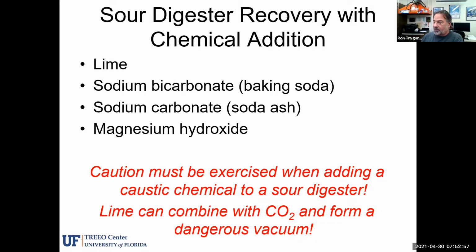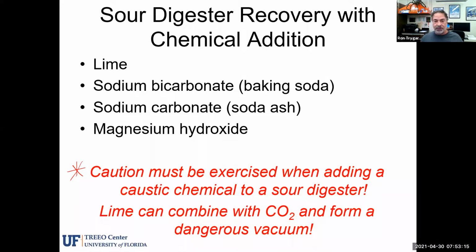Sodium bicarbonate, sodium carbonate, and magnesium hydroxide are shown here. These are good ones to use. But notice we have in red print here, caution must be exercised when you add a caustic chemical to a sour digester. Remember, these are 2 different pH ranges.